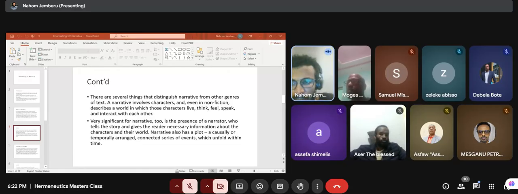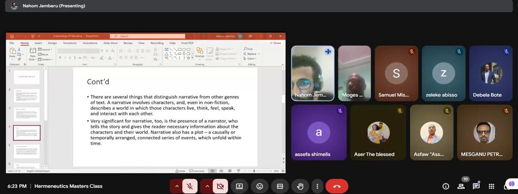So we have to understand that event from the narrator's perspective. So we have to follow the narrator. So the narrator is very important.